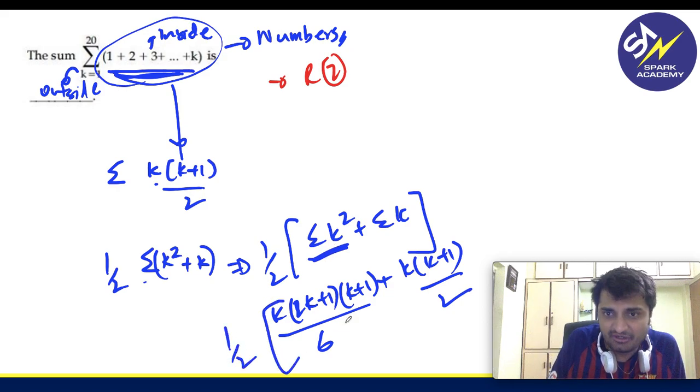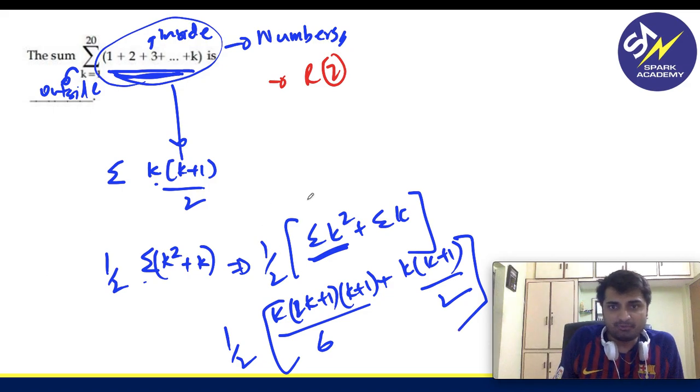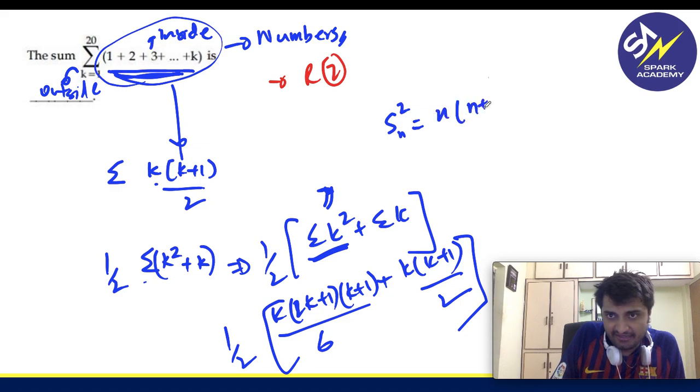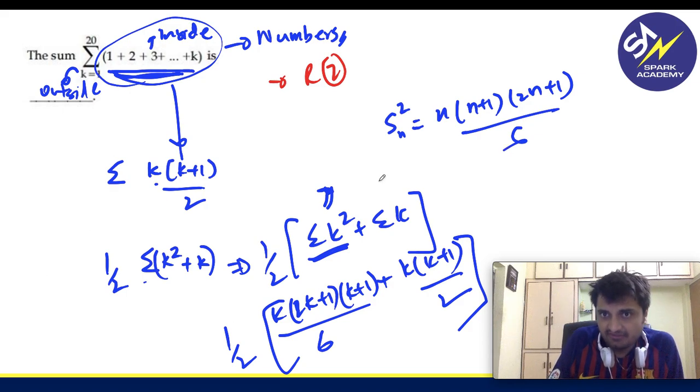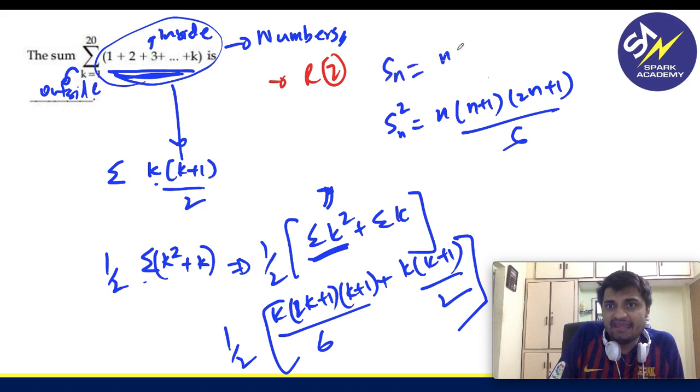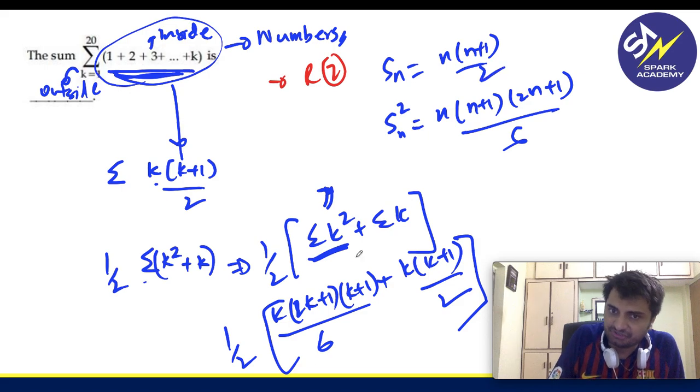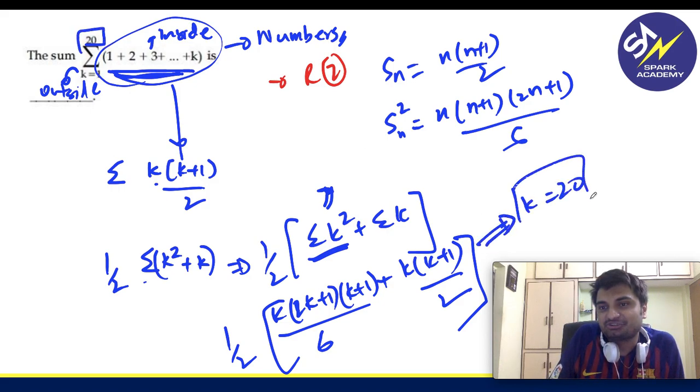Now you also have 1 by 2 outside. So sum of square terms, you know, right? Sum of square terms is what? n into n plus 1 into 2n plus 1 by 6. Correct? Sum of n terms is what? n into n plus 1 by 2. So instead of n you have k. Now what is the k value? k equal to 1 to 20 is given. So in this expression just give k value as 20, guys.